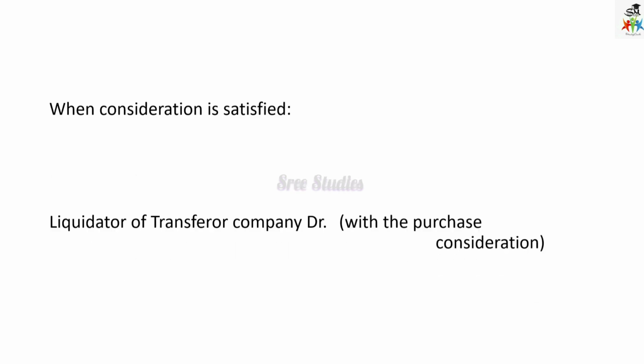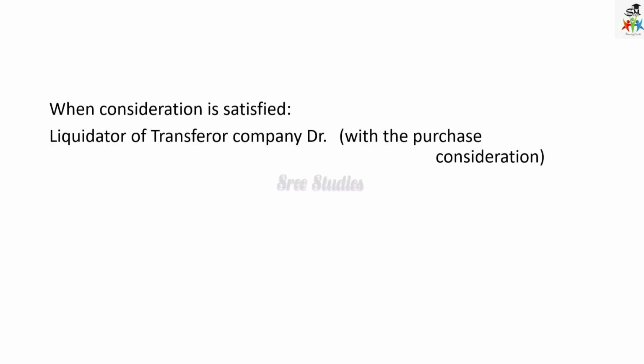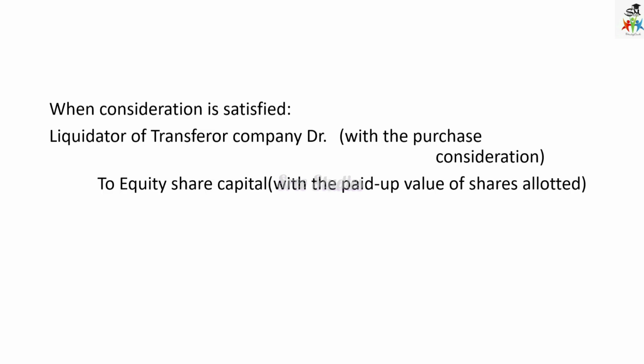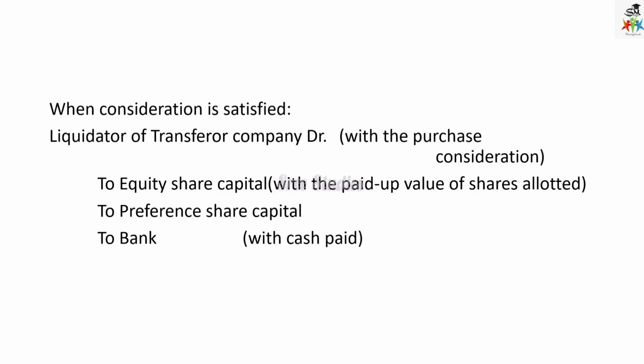When consideration is satisfied, then liquidator of transferor company account debtor with the purchase consideration, and to equity share capital issued by the transferee company. That goes to equity share capital account with the paid up value of shares allotted. And to preference share capital, suppose it is paid in the form of preference shares, then the preference share capital account. Suppose it has been paid with cash, then to bank account.